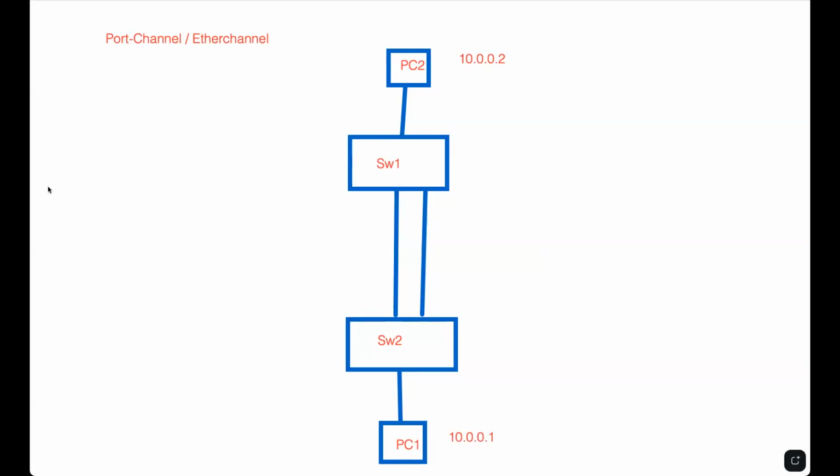Anyone? So what's the purpose of that link? It's in a loop. There is a chance of occurrence of a loop. Yep, perfect. So now you're saying there is a loop between these two switches, right?